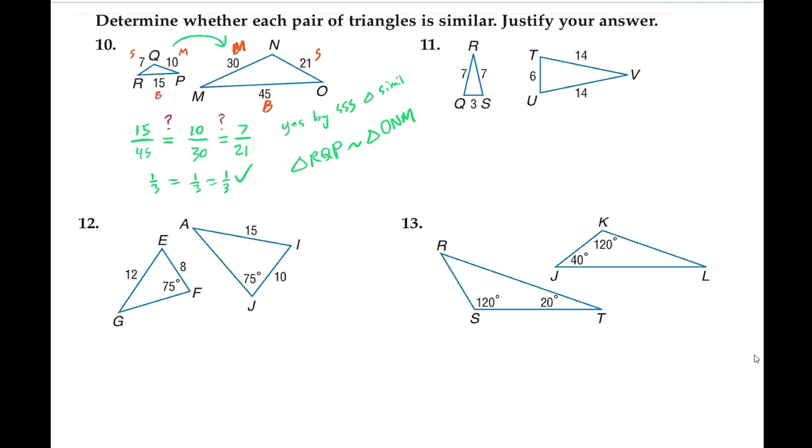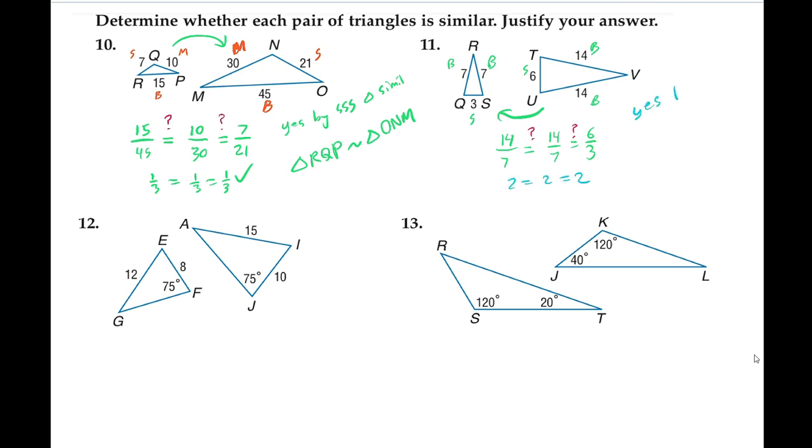Next one. Let's see. Ooh, we have an isosceles triangle. Again, we can just use side, side, side. So we've got big, big, small, and we've got big, big, small. And so is 14 over 7 the same as 14 over 7, the same as 6 over 3? All of those are questions. And so are those the same? Why, yes. 2 equals 2 equals 2.